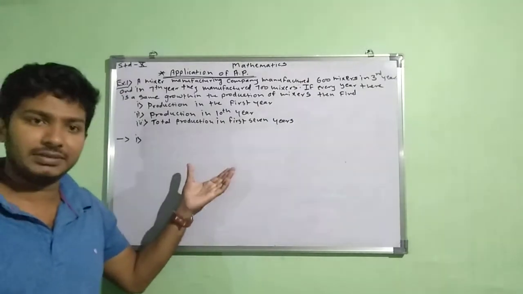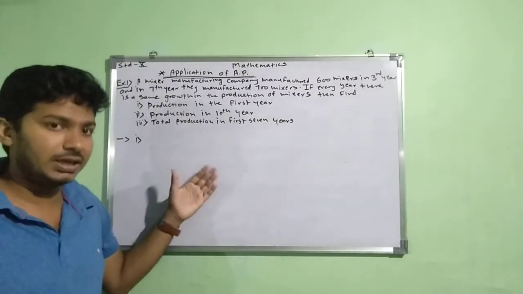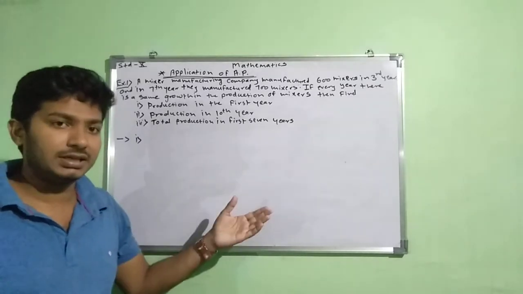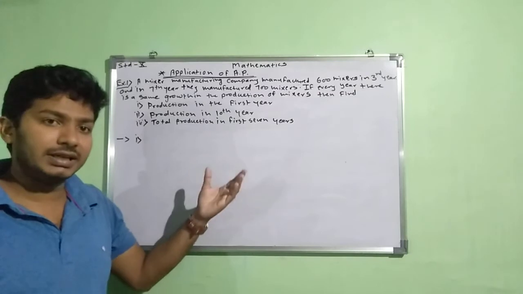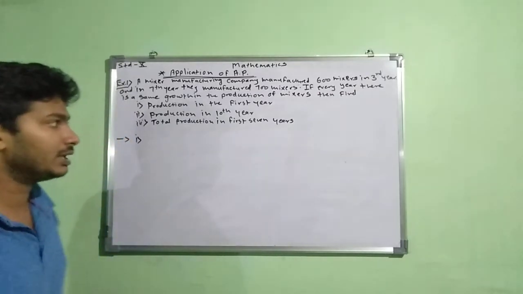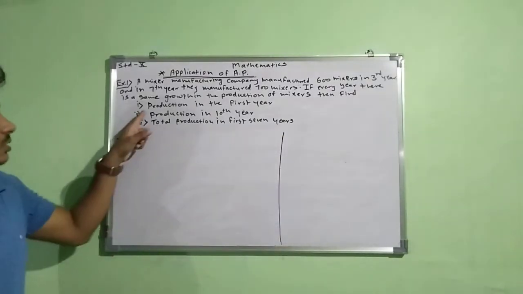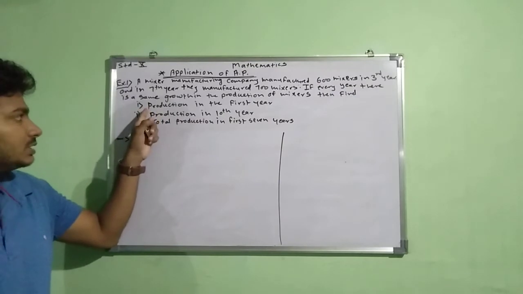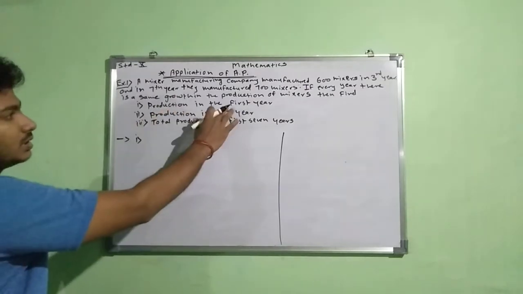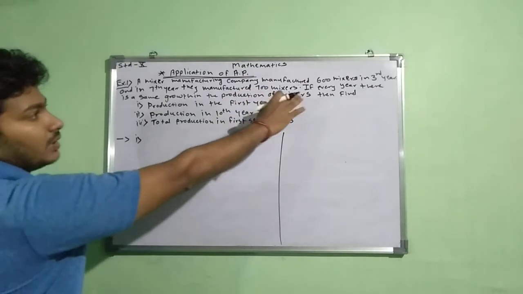That means the growth rate is the same. So the production of the company is in arithmetic progression. Whatever the production in the first year, second year, third year, the increase in the production is the same. So that production is in AP. Now we will solve the first example, first sub question, which is the production in the first year. We need to write our given data.